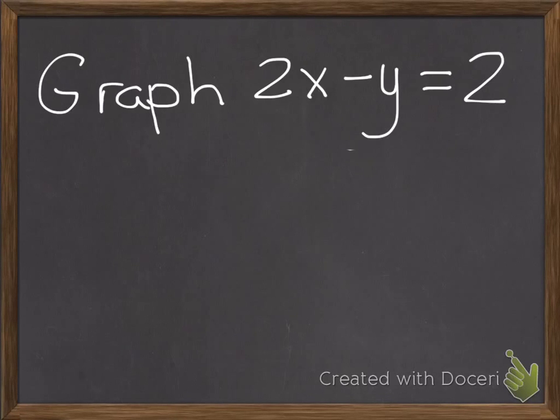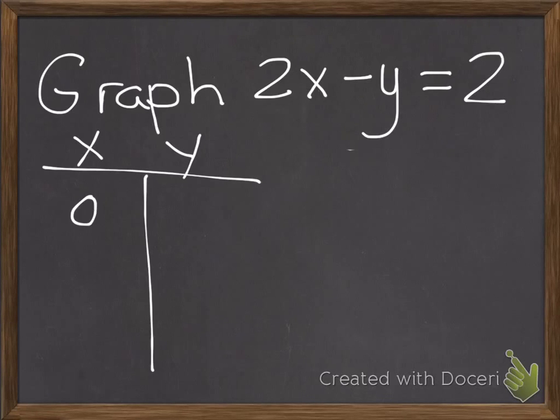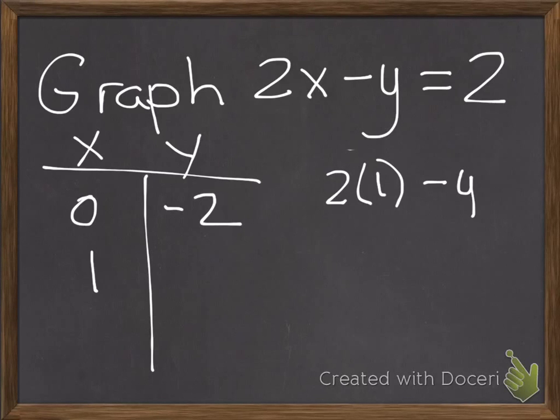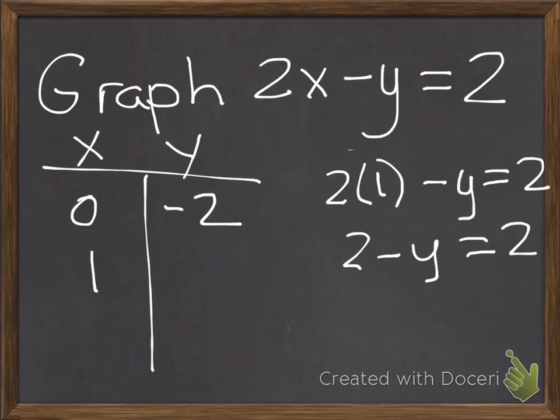Another way of graphing this equation is to make a t-chart or a table. You need at least 2 values of x that you come up with, and then you're going to plug those into x to find y. So we've actually already done what 0 into x is, which is negative 2. And then I would just find what 1 is when I plug it in for x. So I have 2 minus y equals 2. I'm going to have to solve for y. So negative y equals 0.